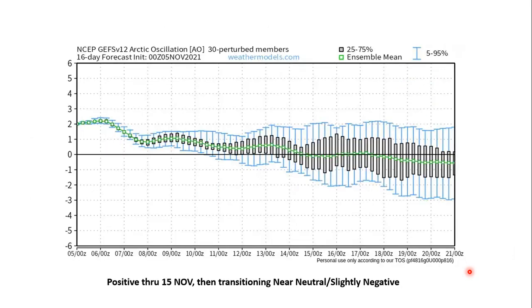The NCEP GEFS V12 AO 30 perturb members showing a positive AO right on through the 15th of November, transitioning to near neutral to slightly negative.